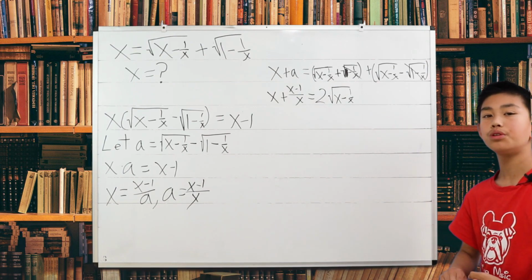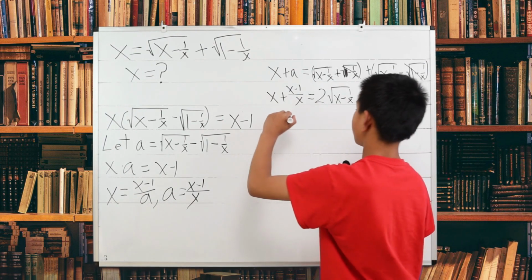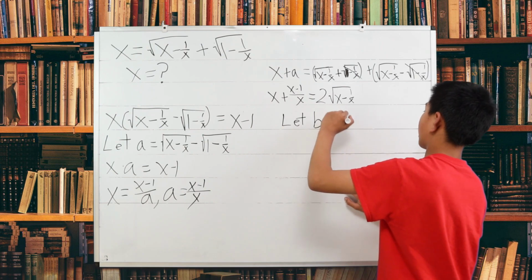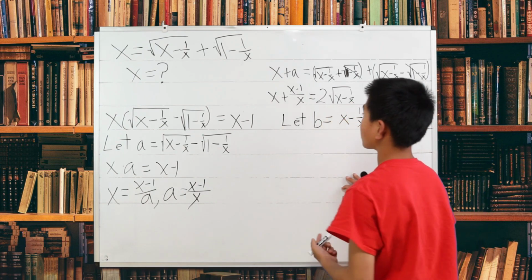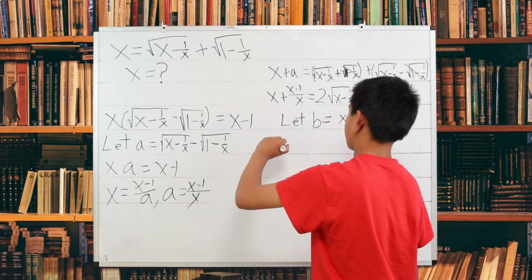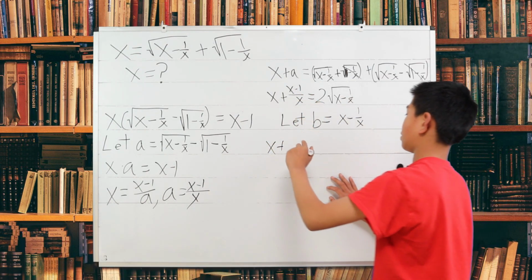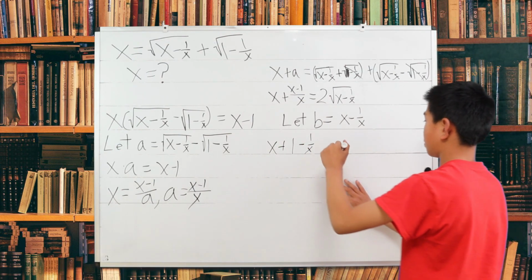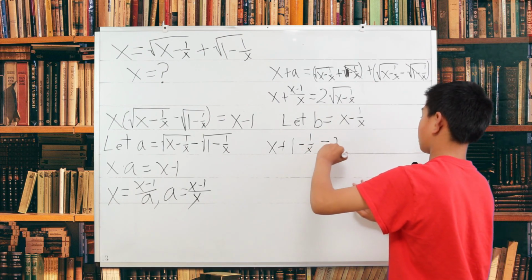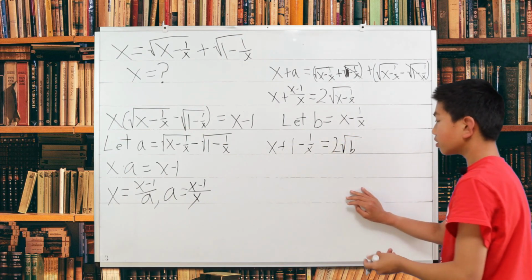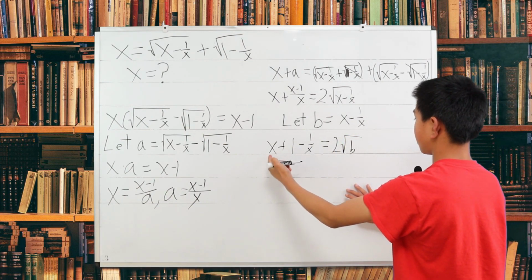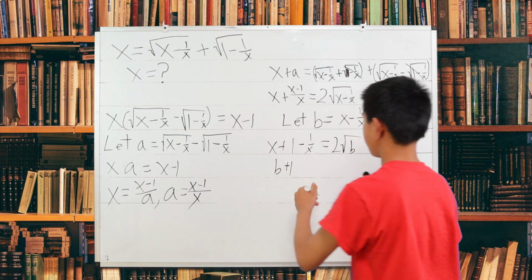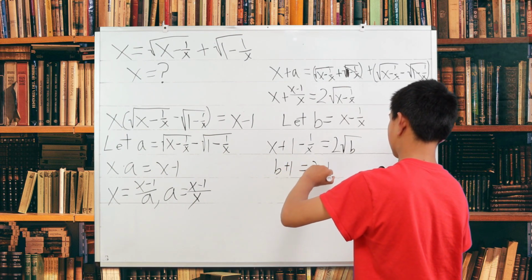We have to do more substitution here to make this more clear. So let's let b be equal to x minus 1 over x. Well, this is just x plus x over x is 1. So 1 minus 1 over x. And we see that this can be arranged as b. And this is equal to 2 times the square root of b. This side, we have the x and the negative 1 over x. So this is just b plus 1. So b plus 1 is equal to 2 times the square root of b.